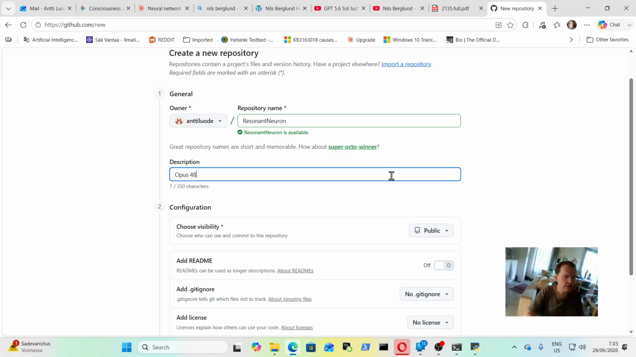phos48 makes resonant neuron based on some visualizations of Nils Berglund that I saw on TikTok. Let's keep it as shady as possible. And let's say just compose my videos.